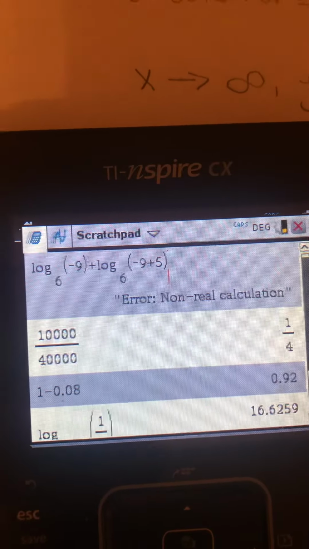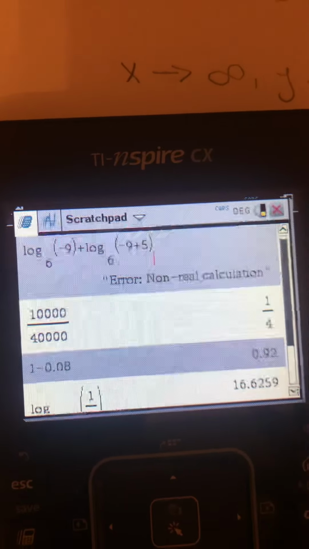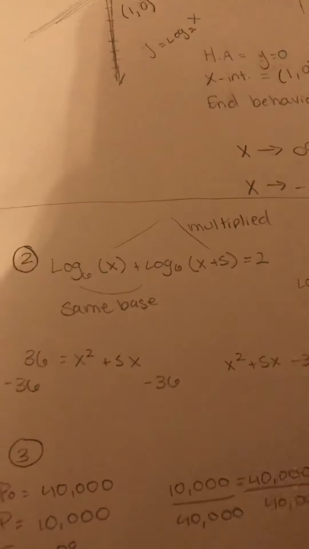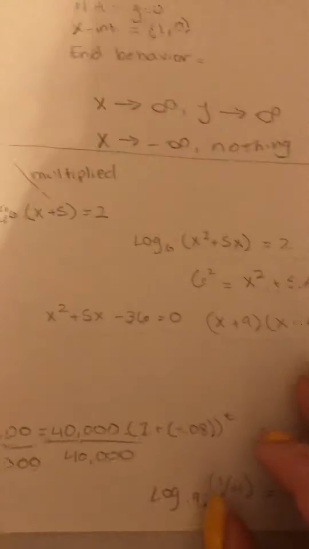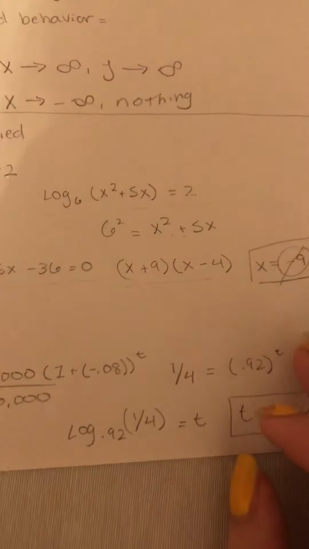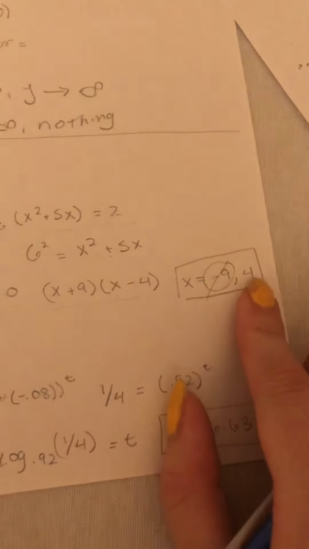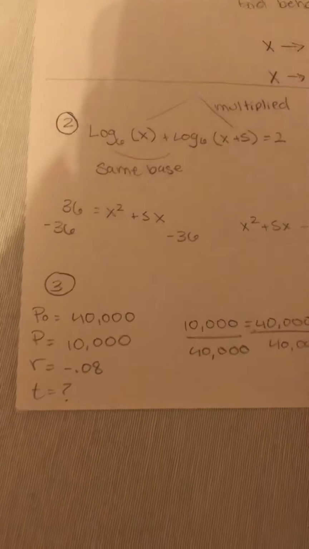Now if you go back to check your work, you can see that plugging in negative 9 is a non-real calculation, it's an error, and I think it's because you can't have a negative number in the parentheses here in your logarithmic equation. So we take that out, it's an extraneous solution, so your answer is just going to be x equals 4.